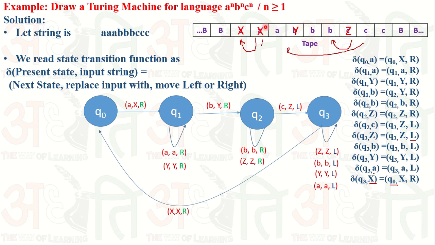If we have an A, we replace A with X and move right. After this we skip A, replacing A with A. If there is a Y, we skip Y as Y. If we find the first B, then we replace B with a Y and move right. If there is another B, we simply skip B as B and move right. Now there is a Z. If there is a Z, we simply skip Z as Z and move right. After that we find the C. If we find the C, we replace C with a Z and move left.